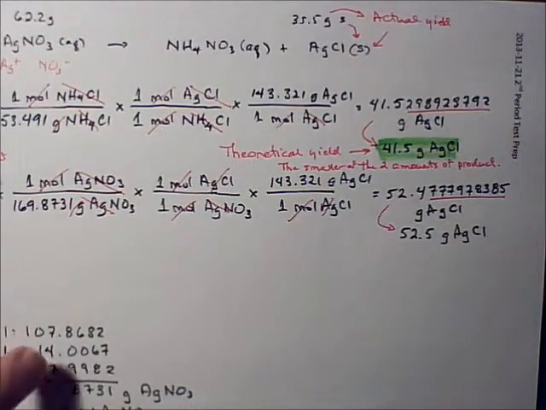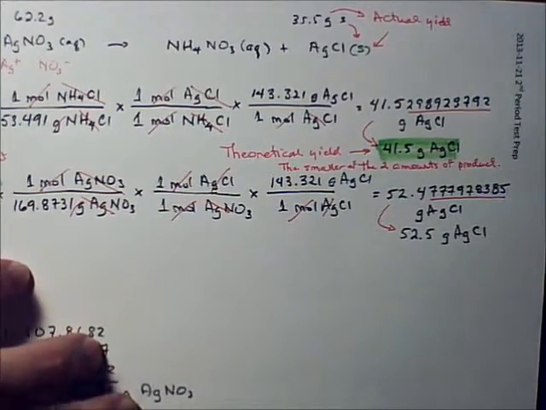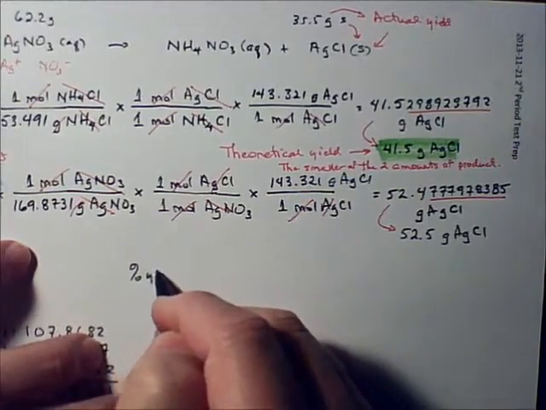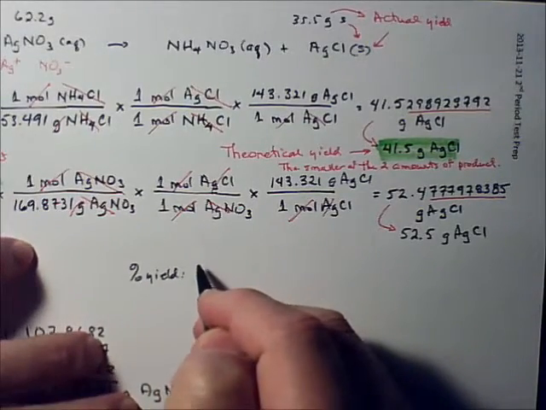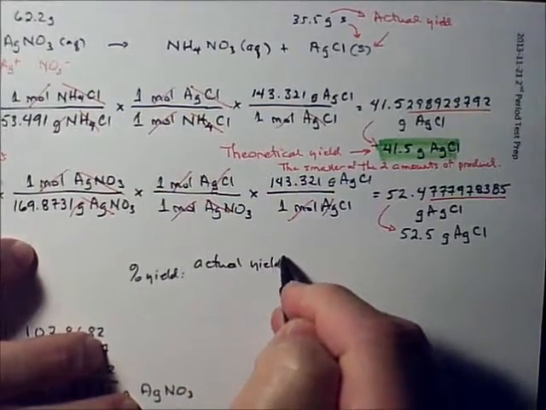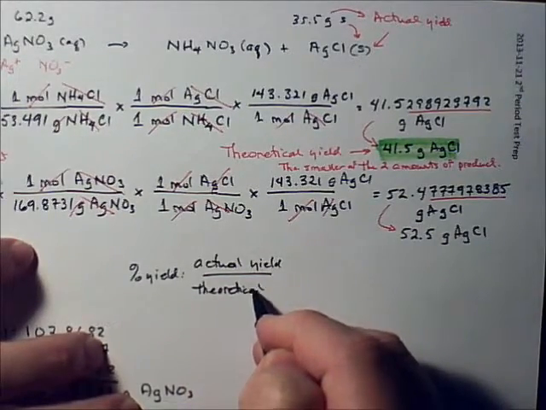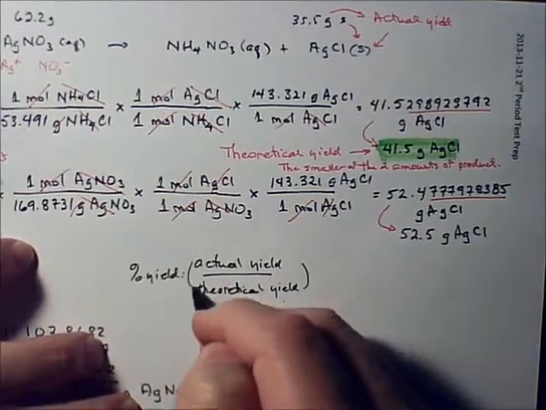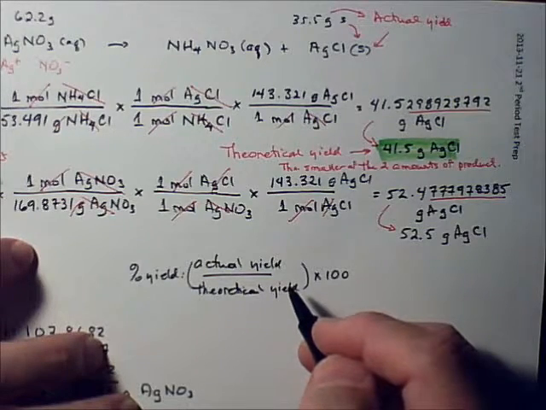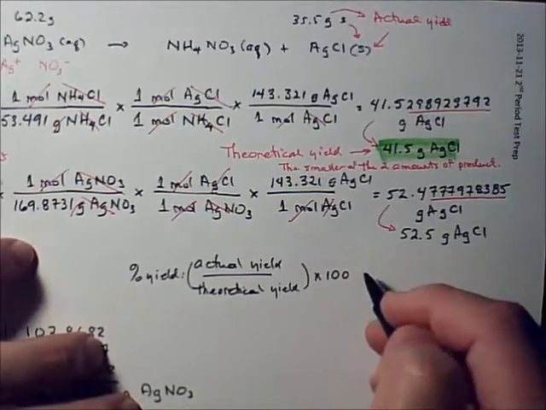So now, the percent yield is going to start with actual yield divided by theoretical yield, and then multiply that by 100. So for percent yield, we're going to take actual yield, put it over theoretical yield, and multiply the division. What's the answer to the division called? Quotient. The quotient here is multiplied by 100 to get the percent yield.